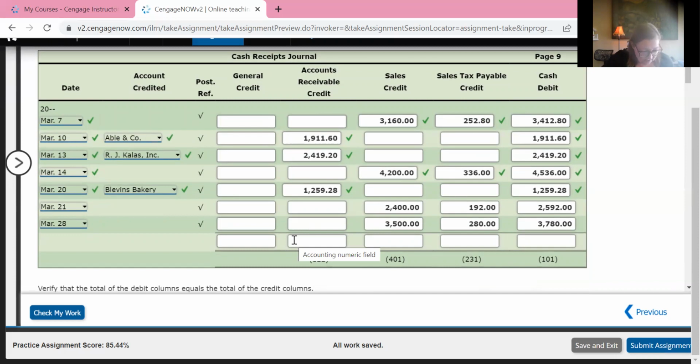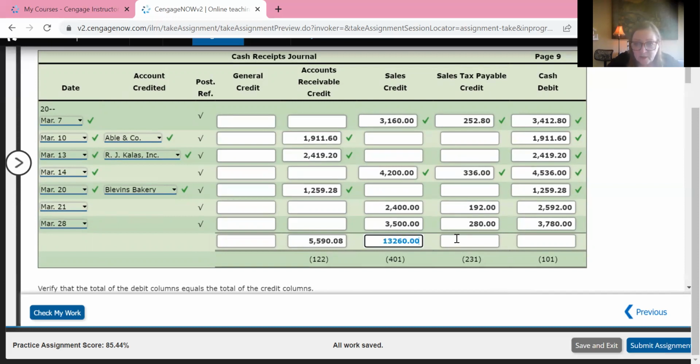The cash receipts journal total for accounts receivable collections is $5,590.08. And that's just the total of these three transactions right here that are posted as credits. And then the total sales credit, the credit to the sales account, is the total of these four entries that we posted here. So it's going to be a total of 13,260, no cents.